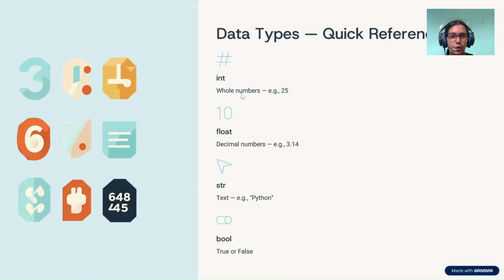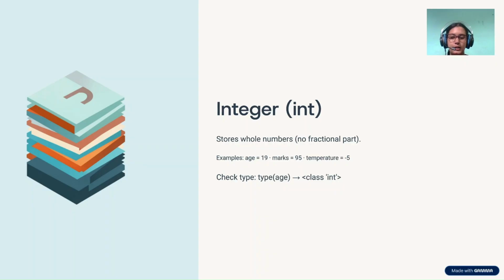So int, whole numbers, 25, 35, 1, 2, right? Then float is basically for decimal numbers. String, I already told you a lot about strings already, alphabets and everything. And then bool is for true or false values. Boolean, bool is boolean, right? And let's move on to our integer. An integer is just a whole number without the fractional part, right? There are no decimal points.